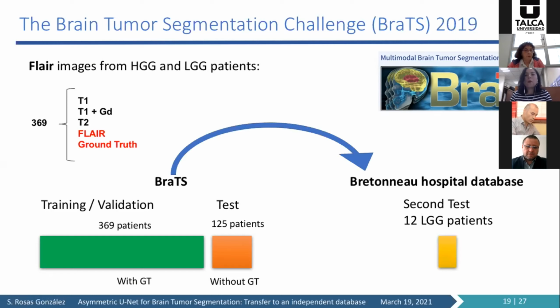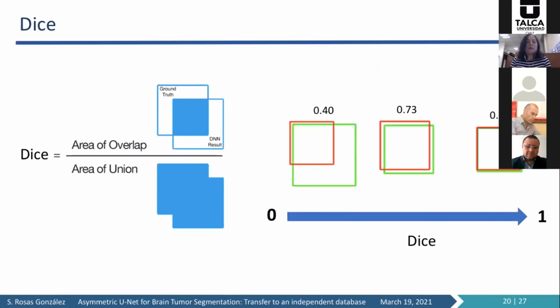Then we evaluated our model in a second database that is from Bretonneau Hospital, and this is considered as our second test. The Dice metric is a measure of the overlap between the segmentation made by our model and the segmentation performed by an expert medical doctor. In this scale that goes from 0 to 1, 1 corresponds to a better segmentation.